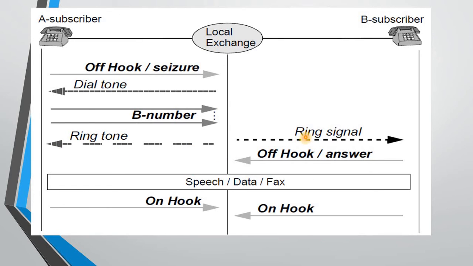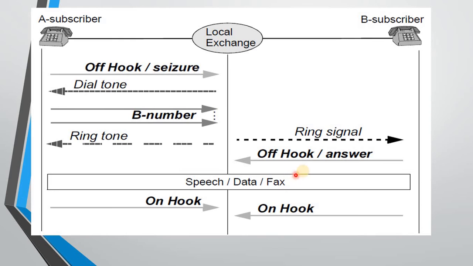There is a certain complexity in how this ring signal is being generated. In this case, the B subscriber will get some sort of electrical signal to make the handset ring, while in case of the A party, it might be a dial tone type of information that is extended to the A party.